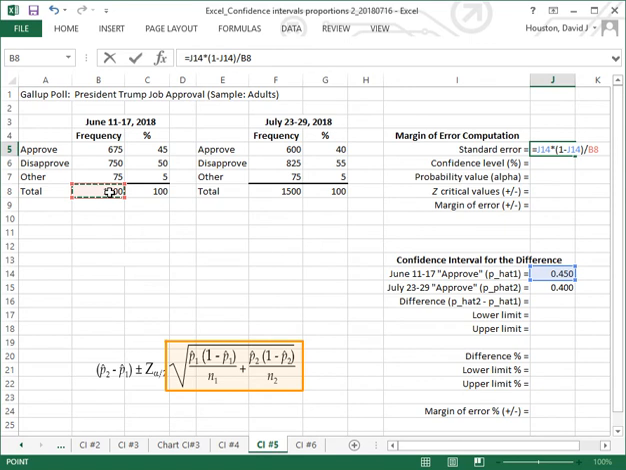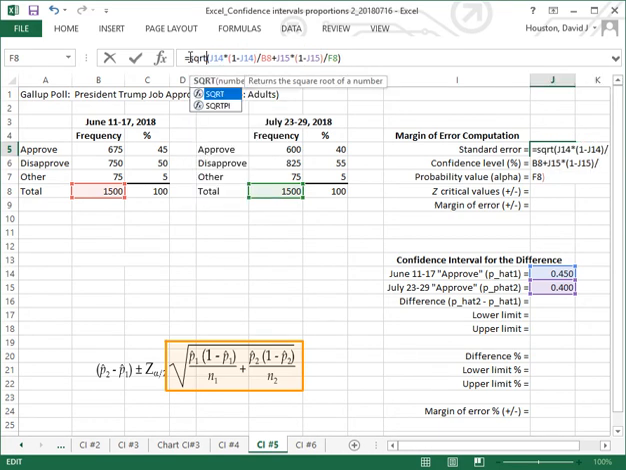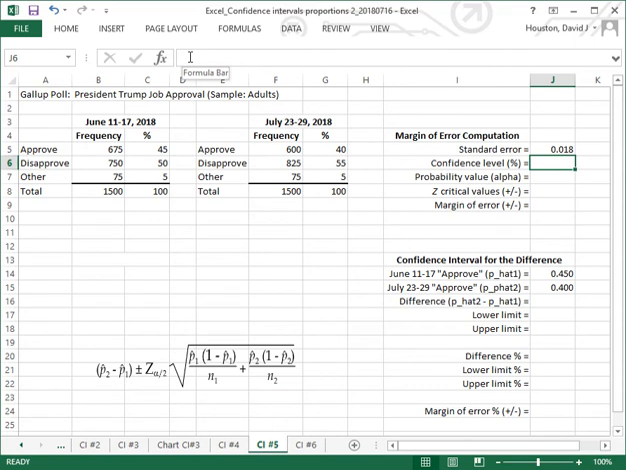Now we will add to that the same information for the second time period, and again divide by the sample size for that poll. Now this entire formula we'll put in parentheses, and we'll take the square root of that. And that's what we have there, a standard error of 0.018.